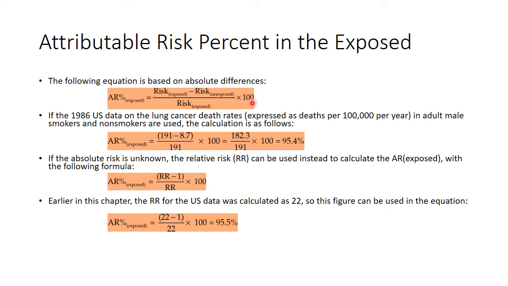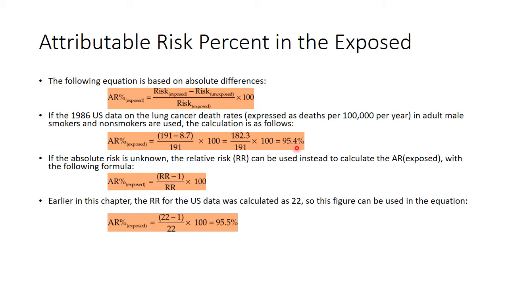But if we go back to the lung cancer death rates we were talking about from 1986, you can see here that you basically take your risk of people who are smokers, so 191 per 100,000, minus 8.7 per 100,000, and then divide that by this 191 again, right? So the risk of the exposed is both in the numerator and the denominator. Multiply that by 100, and you would get 95.4%.